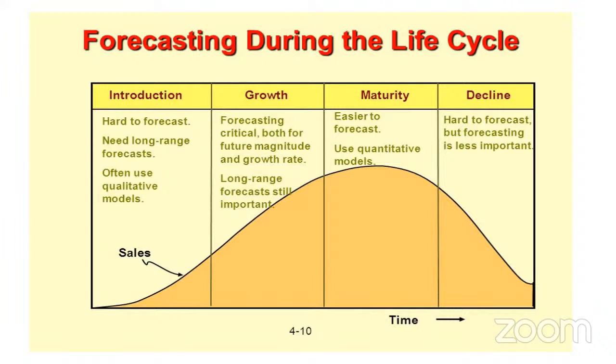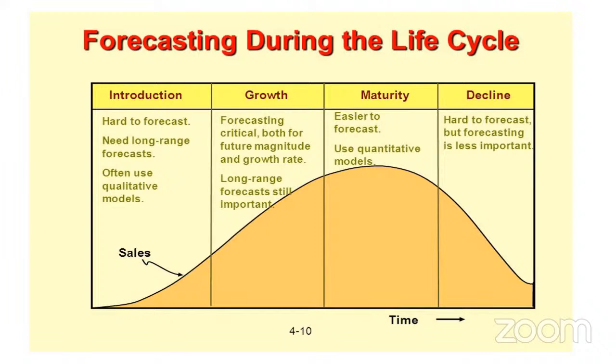Then come to the maturity period. If you are reaching the maturity period, it's easy to forecast because the past data is already available. On the basis of that, we can predict it. So therefore, it requires quantitative methods for predicting. Why quantitative? Because we have some data. If you have some data, you are able to predict things. Decline is the same thing.